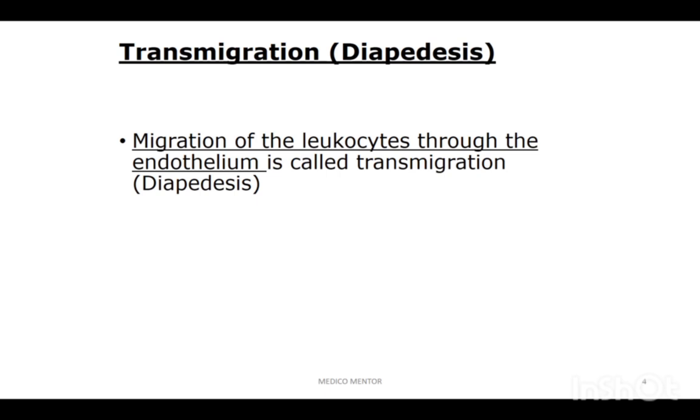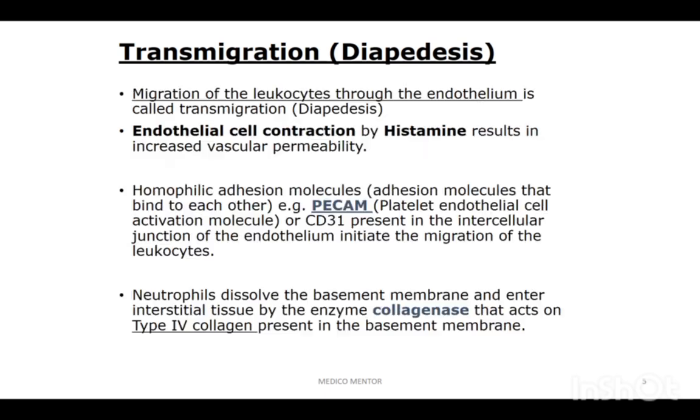The fourth step is the transmigration, which is also called diapedesis. During the process of diapedesis, the leukocytes move out of the blood vessels to the interstitium. During transmigration, three important steps occur. The first one is the endothelial cell contraction by histamine that is going to result in increased vascular permeability.